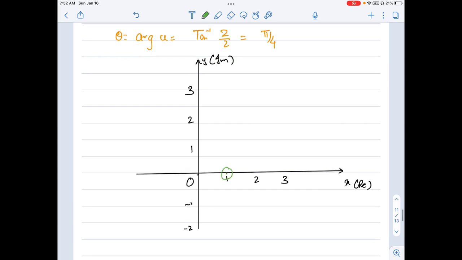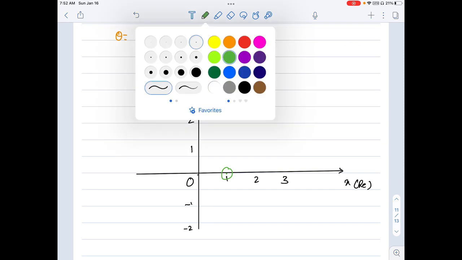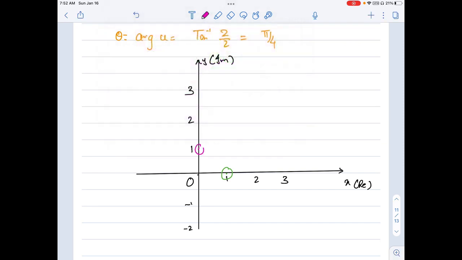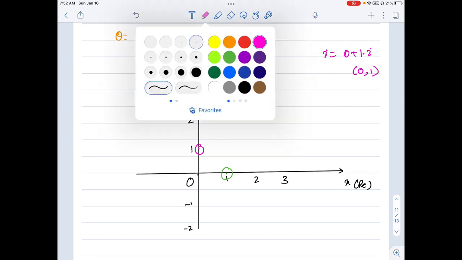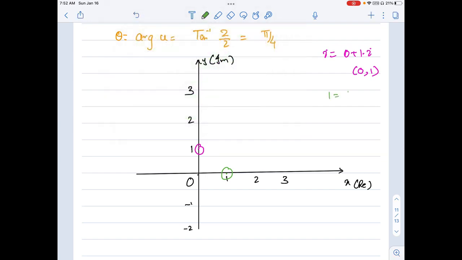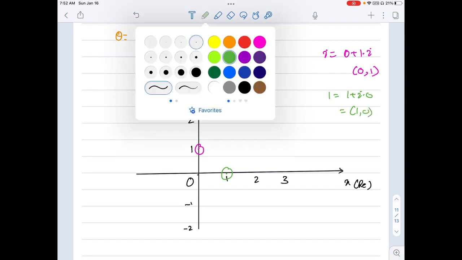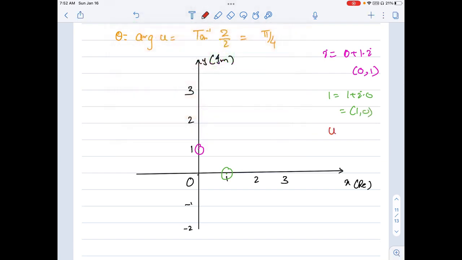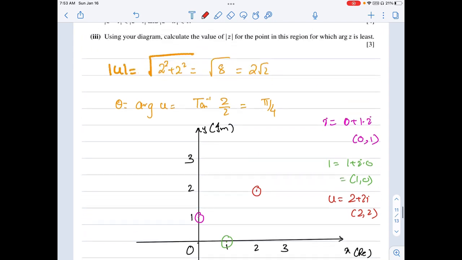Then i means 0 plus i, so i means 0 plus 1i. So it should be 0 comma 1. 1 means 1 plus i times 0, which is 1 comma 0. And finally u is 2 plus 2i, which is 2 comma 2. So I got 3 points.